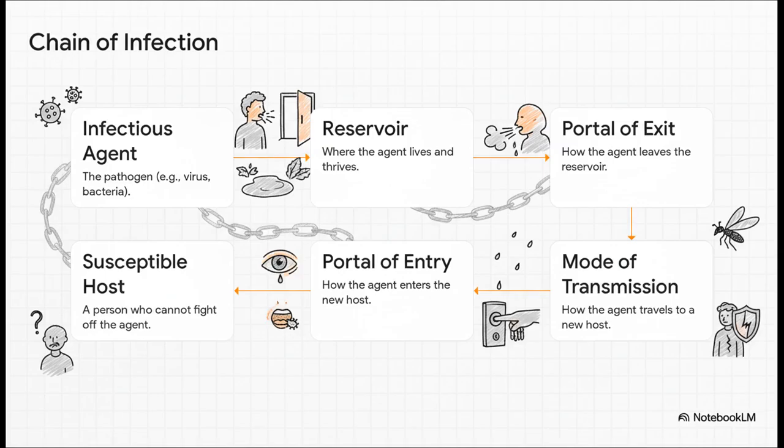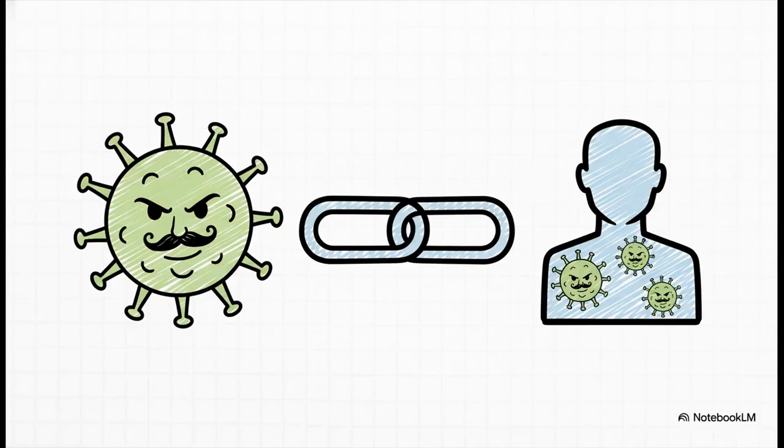Let's walk through it. It all starts with the pathogen itself, the infectious agent, just chilling in its reservoir. Then it has to find a way out, a portal of exit. It uses a mode of transmission to travel, finds a portal of entry into someone new, and finally, it reaches its target, a susceptible host. So, links 1 and 2 are the foundation of the whole thing. You need the bad guy and its base. Without a pathogen and a place for it to live and grow, this story doesn't even start.